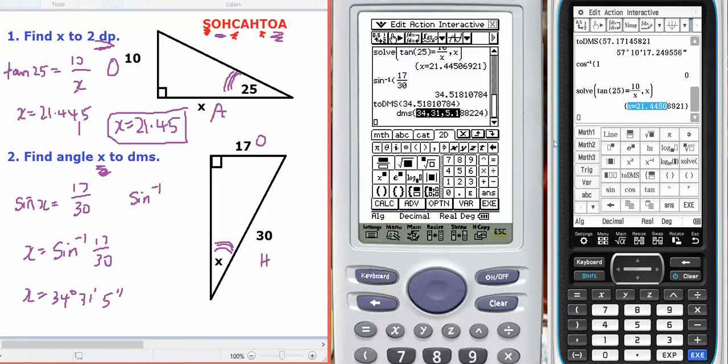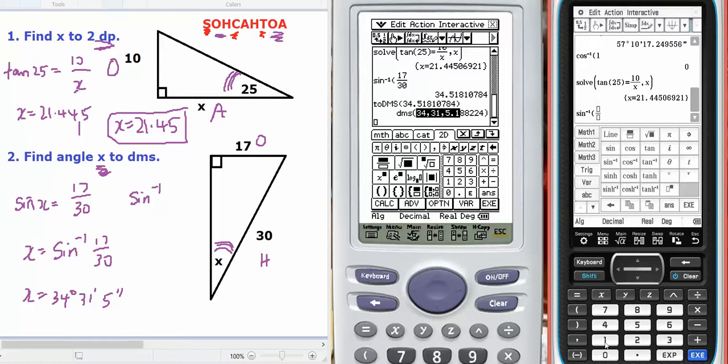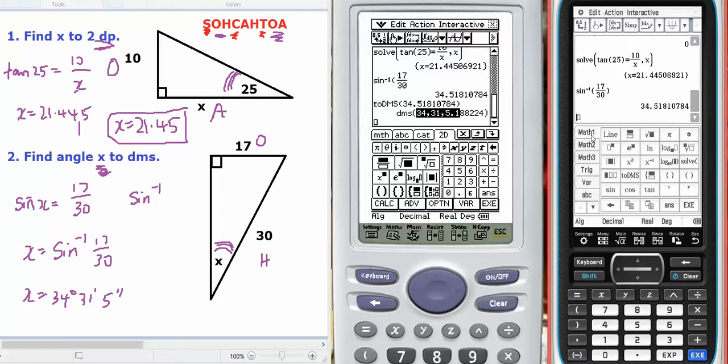And what does it look like on the ClassPad 400? I'm looking for the inverse sine, so trig, inverse sine of fraction 17 over 30, close brackets, equals. That's it, isn't it? So there is my answer. I go to Math 1, to degrees, minutes, seconds, take this into a new line, execute, and it's the same answer.